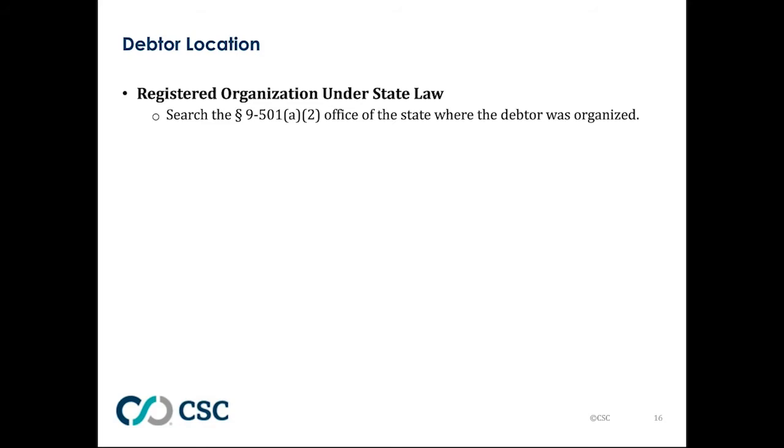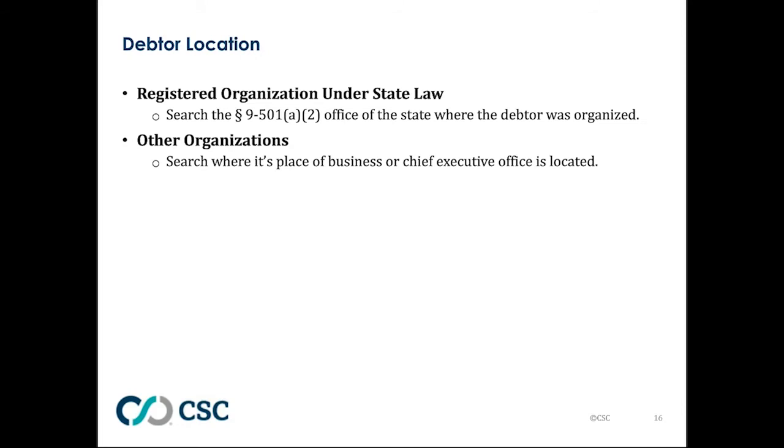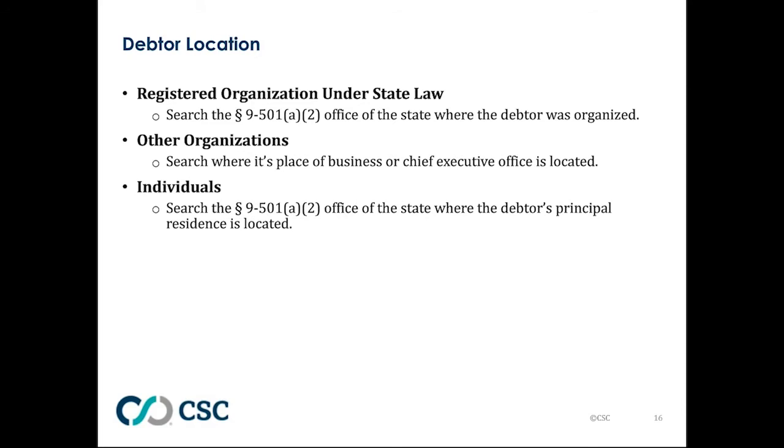For other types of organizations, under 9-307, they are located at their place of business, or if they have more than one place of business, they're located at their chief executive office. So you have to look at what's their primary office, where are they located, to determine the state in which they are located and therefore the state in which to search. If the debtor is an individual, the debtor is located at his or her principal residence. So a person can only have one principal residence, but it may not always be clear.